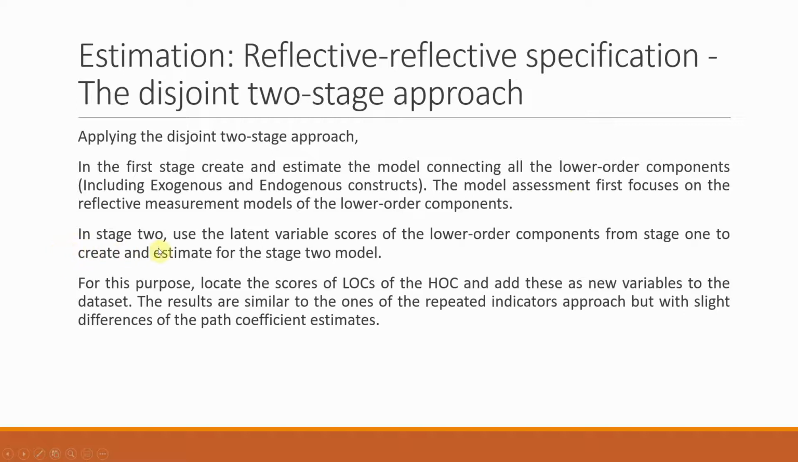In stage 2, use the latent variable scores of the lower order constructs from stage 1 to create and estimate the stage 2 model. So once we have done the first stage, we use the latent variable scores from the first stage and then model the higher order constructs. For this purpose, locate the scores of LOCs of the higher order construct and add these as new variables to the dataset. So we'll be practically looking into how this estimation is done.